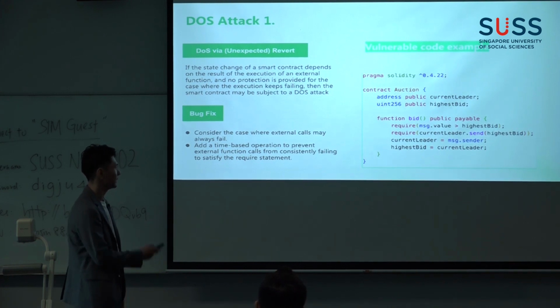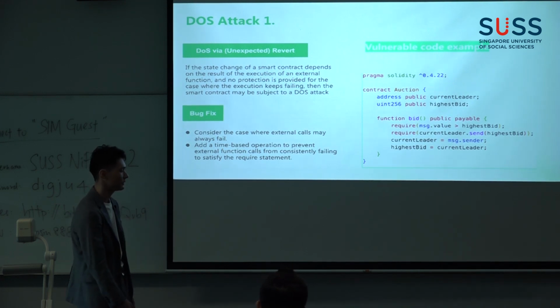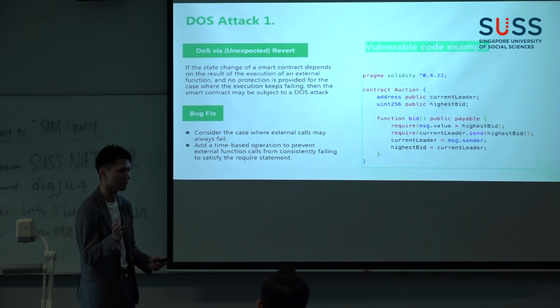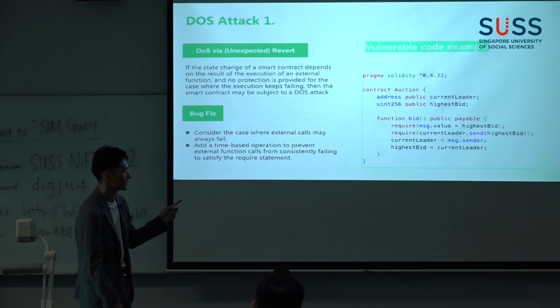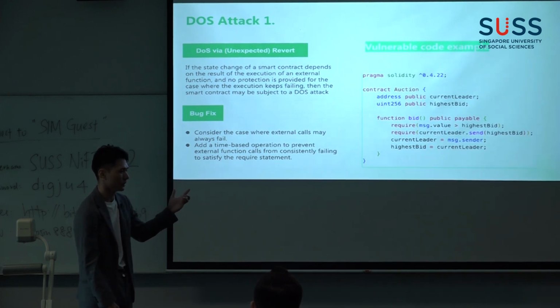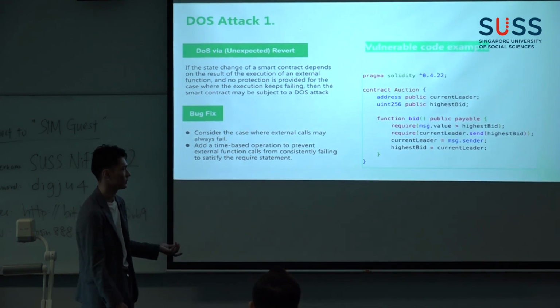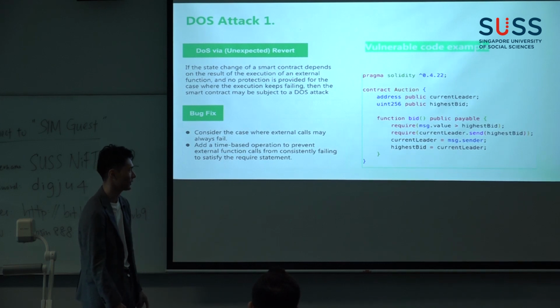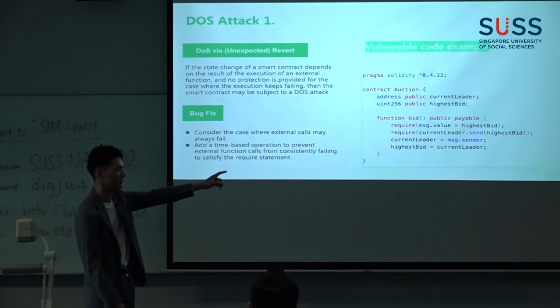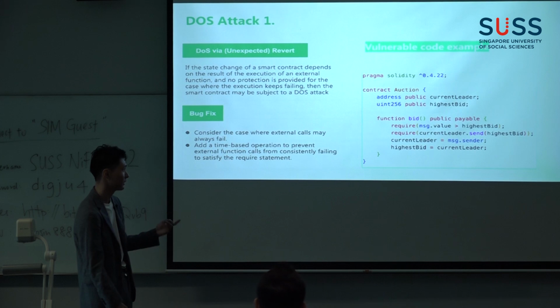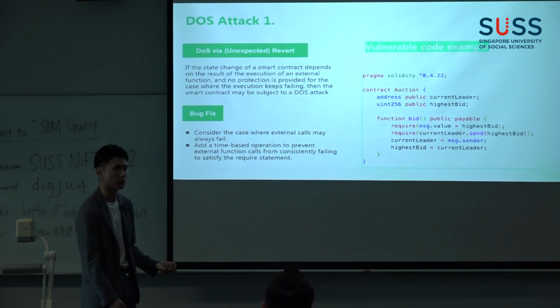We can add a time-based operation to prevent external function calls from constantly failing. For example, we can have a time limit: if the block timestamp or block number is bigger than a certain number, then the balance of ether will be transferred to, for example, a custodial address, and this will prevent problems like that. But a require statement definitely shouldn't be like that because it depends on the outcome of an external transaction.